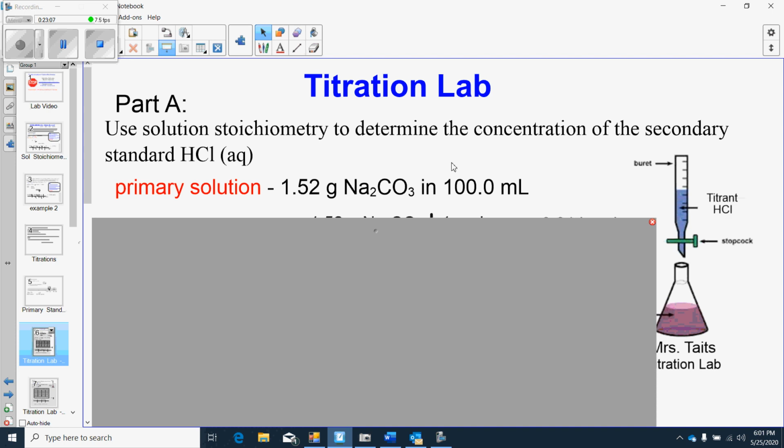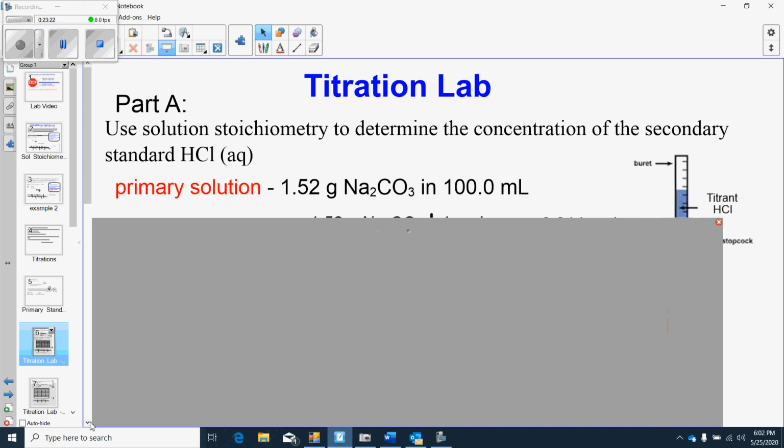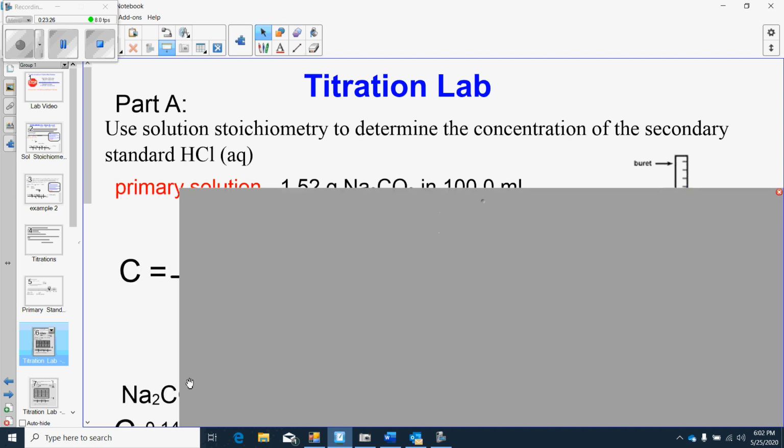This all rests on the concentration of your primary solution. So your first step here is to take the mass of sodium carbonate and its volume to find its concentration. Now, do you remember how to find concentration? If you recall, let me see if it's going to let me move this over this way.